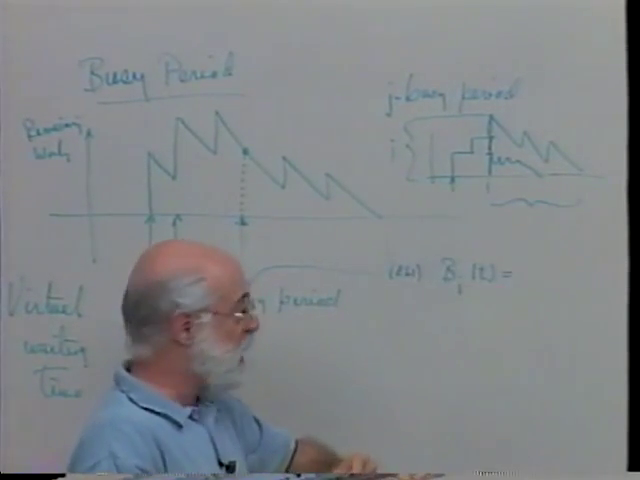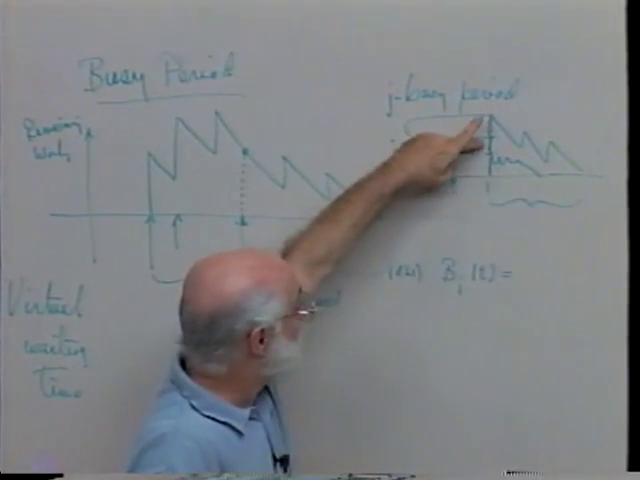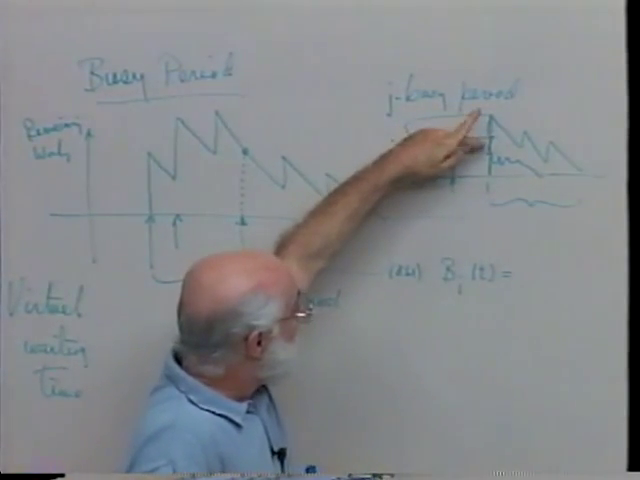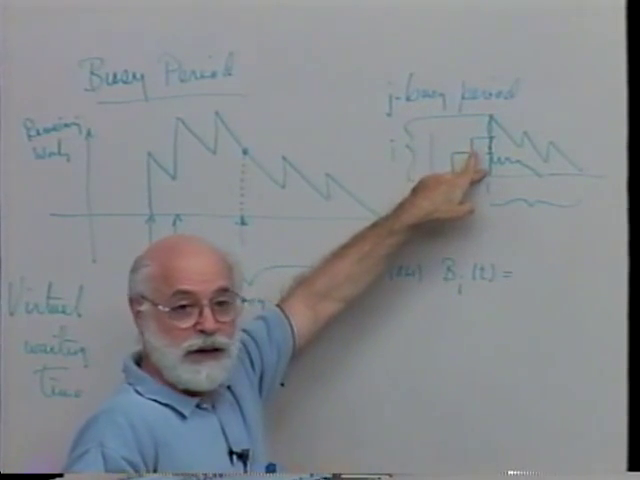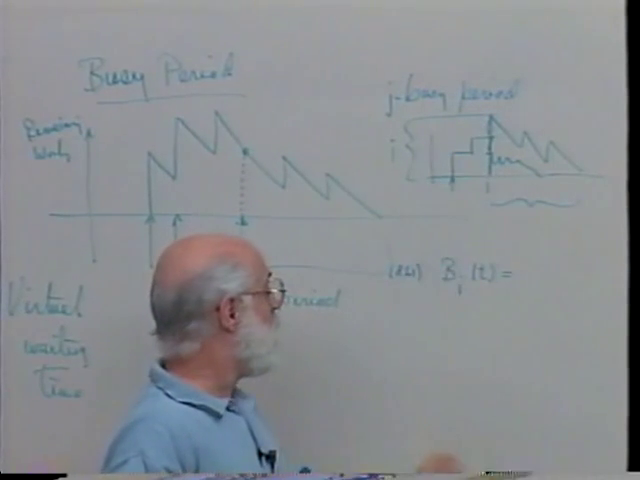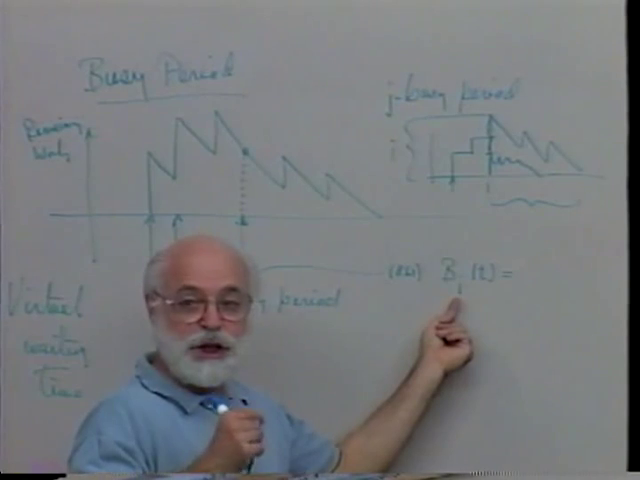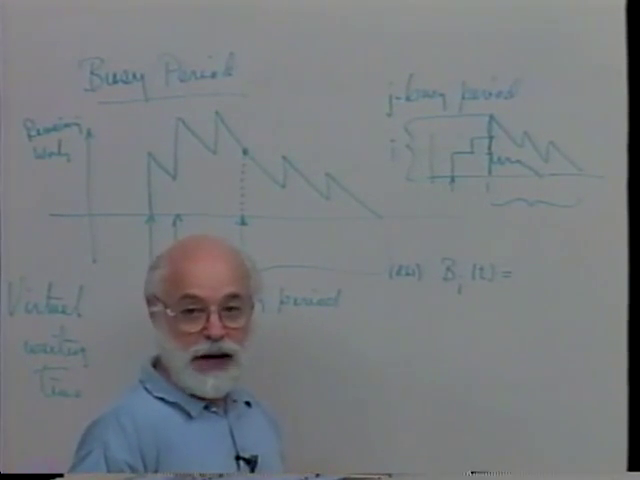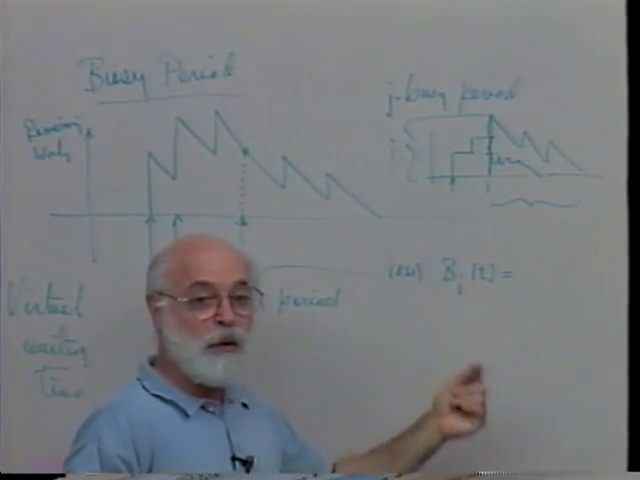That's a busy period that began with 1 customer present. Okay, when that's finished, I go to this customer, and I serve him and all his descendants. But the length of time I spend serving him and his descendants is independent of the length of time I spend serving the first, and the same for this one. So therefore, the length of time it takes me to serve all the customers in a J busy period is the sum of J independent identical random variables, each of which has the distribution function of a 1 busy period.